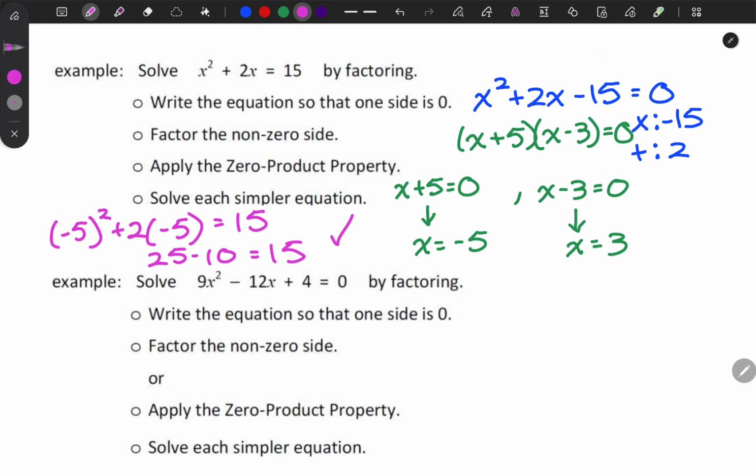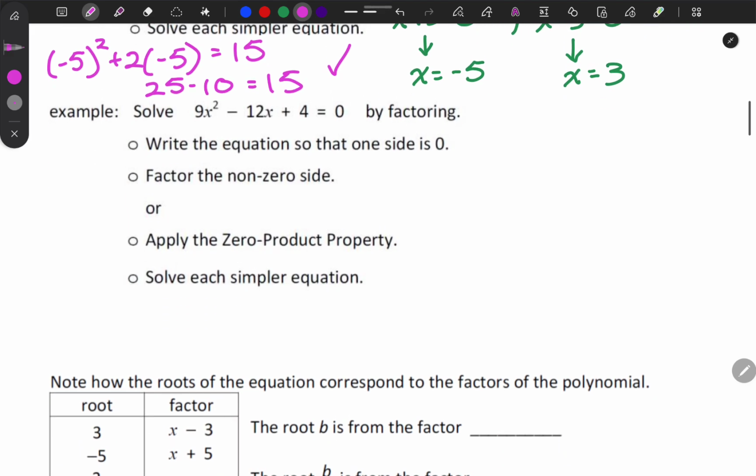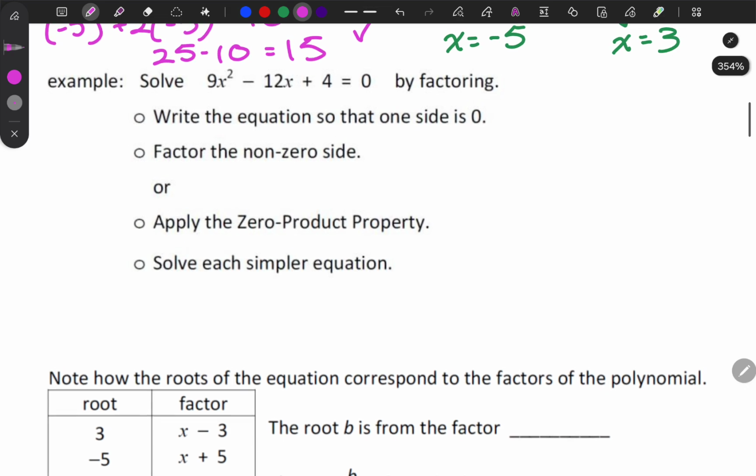Let's take a look at a second example. So our second example has already got one side of the equation equal to 0. That part is fine. The next thing we want to do is factor the non-zero side. In this case, you may notice that you start with a perfect square, you end with a perfect square, and your middle term is the square root of the first term times the square root of the last term, times 2. In this case, we factor it really easily as a perfect square, 3x minus 2 squared equals 0.